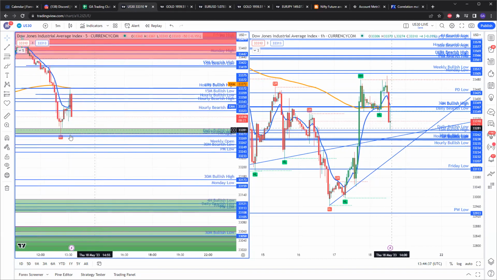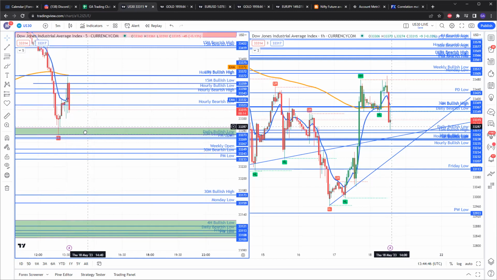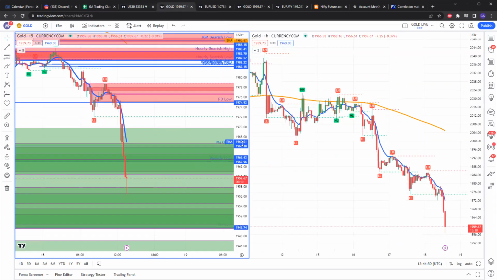But for me to take a buy from this zone where we have the daily bullish low, I need a high low to be created. So long as a high low is not created, I will not look to enter a buy on US 30 for now. For gold, gold is still in demand zones.